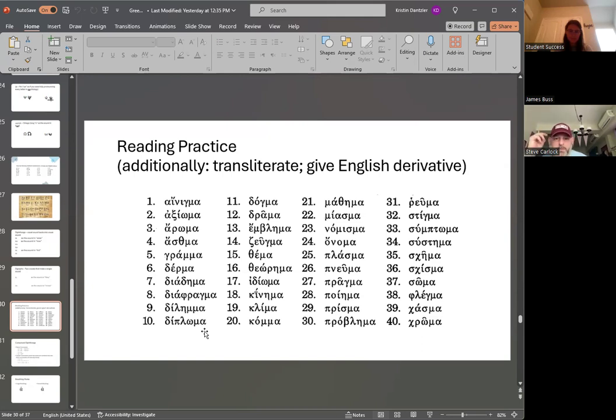So is it normal, I guess, with the Greek alphabet for almost all the words to end in A? Not necessarily. These ones are all a specific type of noun, and those will usually end with an alpha. But yeah, no, not always.